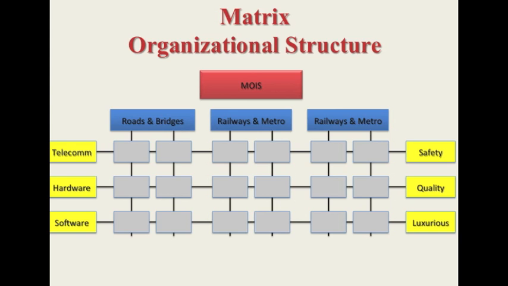These are the different types of organizational structure. They include single reporting, double reporting system, and triple reporting system.